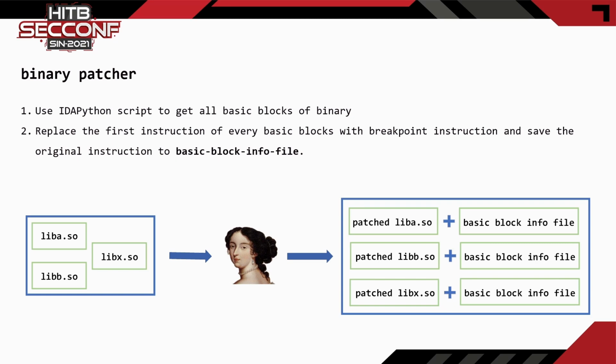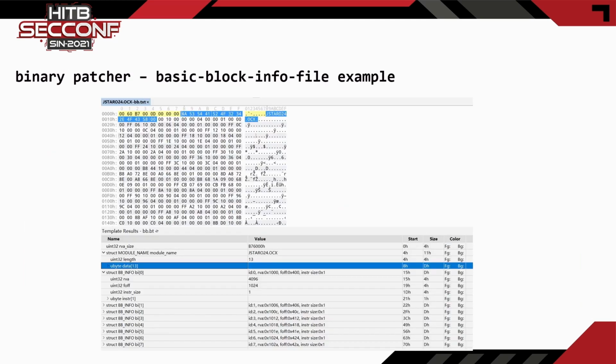Next, I will introduce some examples. Shown in the figure is an example of a basic block info file. The format of the file is as follows. The first 4 bytes indicate the size of the file in memory. Next is the file name of the executable file corresponding to the basic block info file. The file name is followed by the bbinfo structure list, representing the information of each basic block.